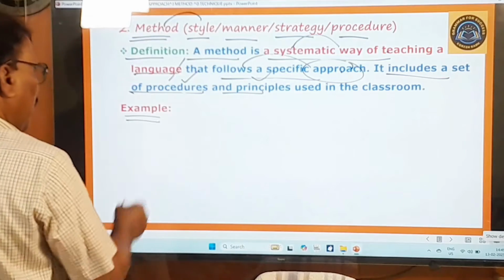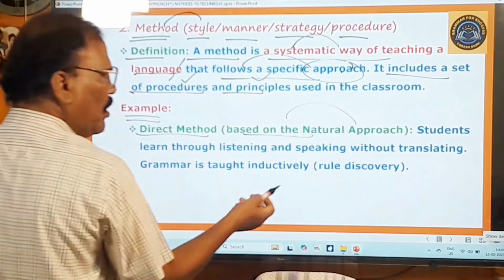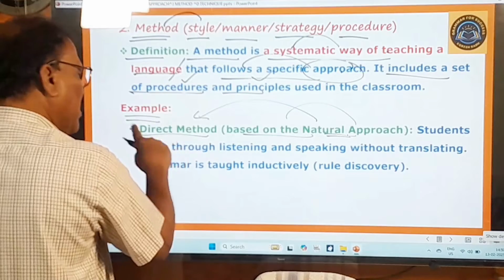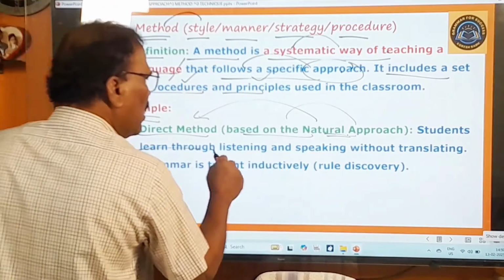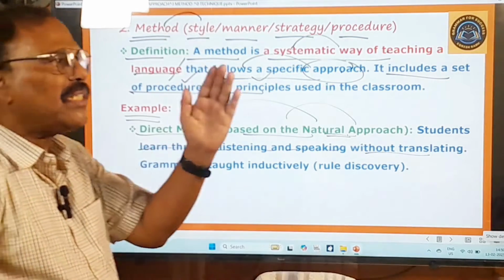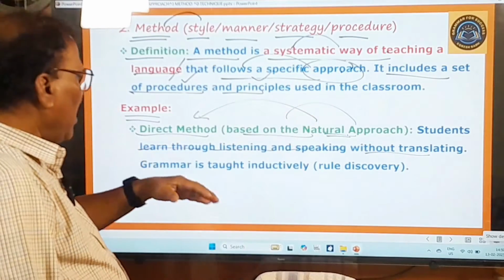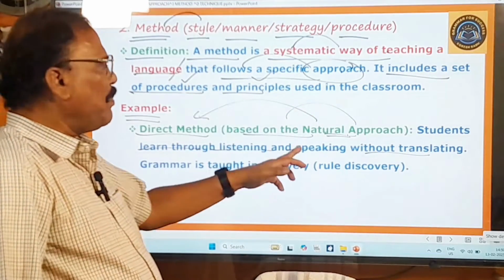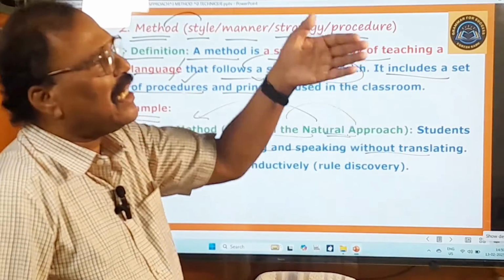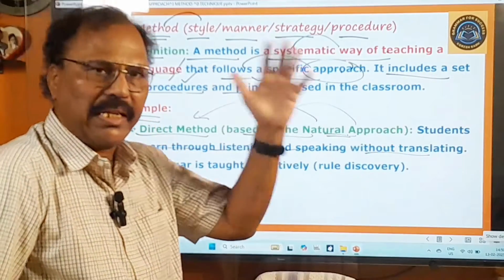Some examples are also given here to make you understand this one. Direct method is there, based on the natural approach. So in natural approach, there is this method, direct method. What happens in the direct method? Students learn through listening and speaking without translating. This is the direct method. You teach that target language to your students only by making them listen and speak without even translating. Without translating the sentences into mother tongue, you are teaching them that target language, that English language.